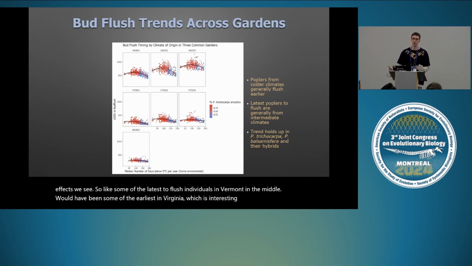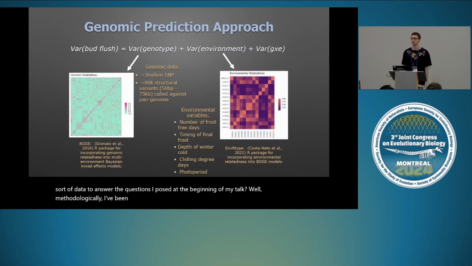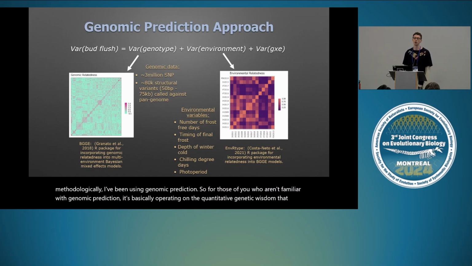But how do I use this sort of data to answer the questions I posed at the beginning of my talk? Well, methodologically, I've been using genomic prediction. So for those of you who aren't familiar with genomic prediction, it's basically operating on the quantitative genetic wisdom that variation for a given trait is just the sum of variation due to genetics, variation due to environment, and their interaction, or G by E, genotype by environment interaction.